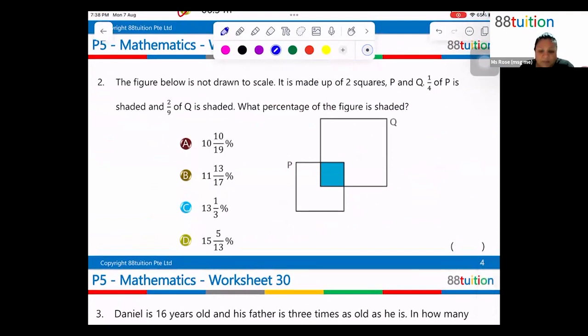Let's look at question number 2 now. When we see overlapping figures like this, in order to avoid counting that part twice, I would encourage you to label every part.